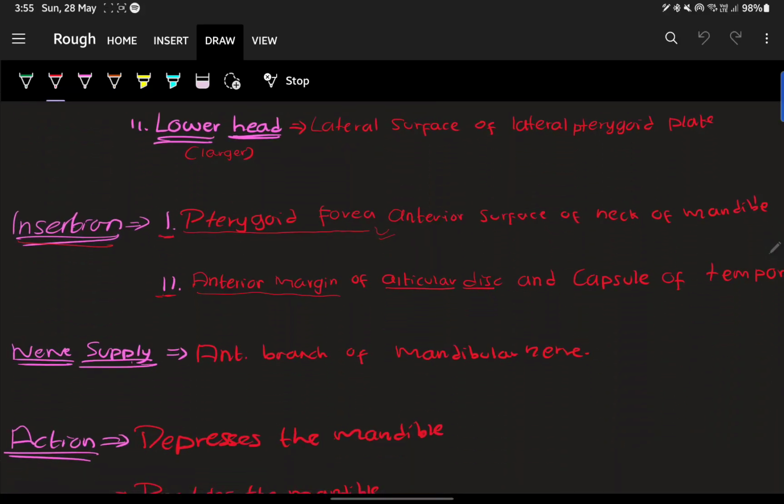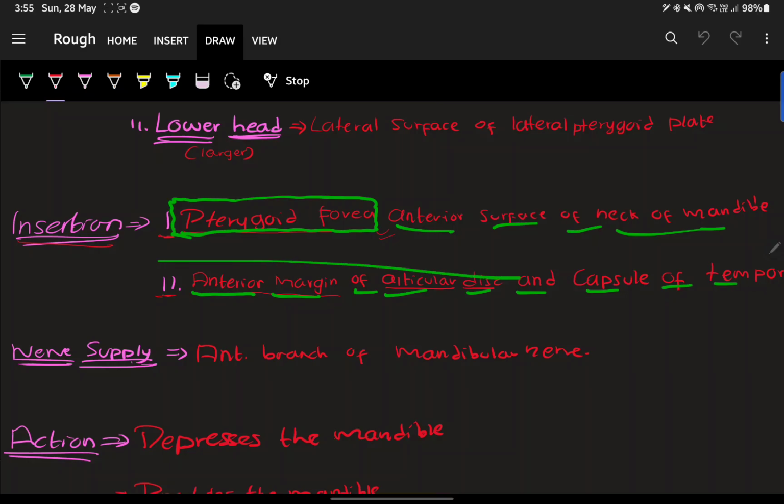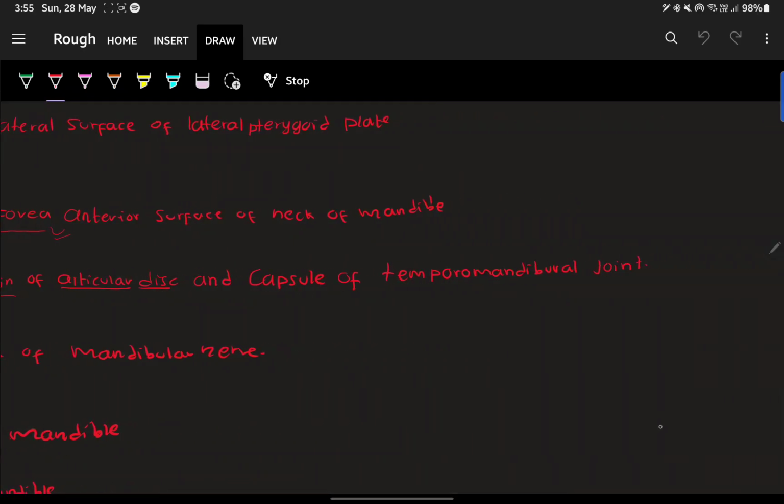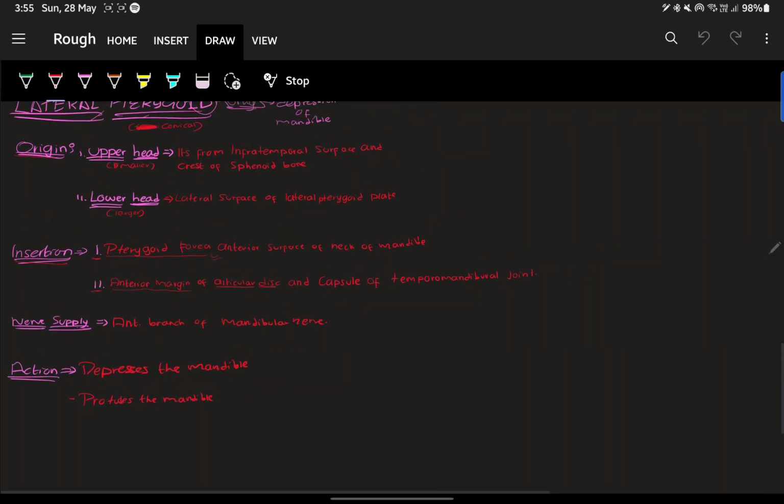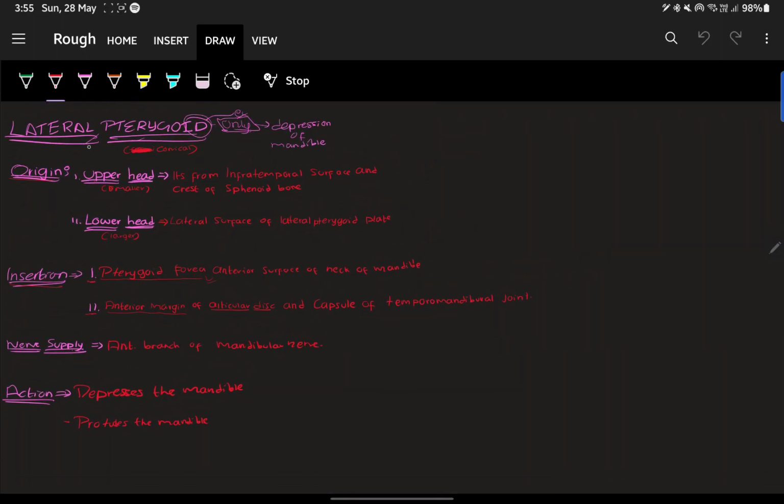Okay, and the insertion, it's good if you only remember this. It is the pterygoid fovea, which is present on the anterior surface of neck of mandible, and the anterior margin of articular disc and capsule of temporomandibular joint. So this is about the lateral pterygoid. I think I'll make a detailed video about this because it's really important.